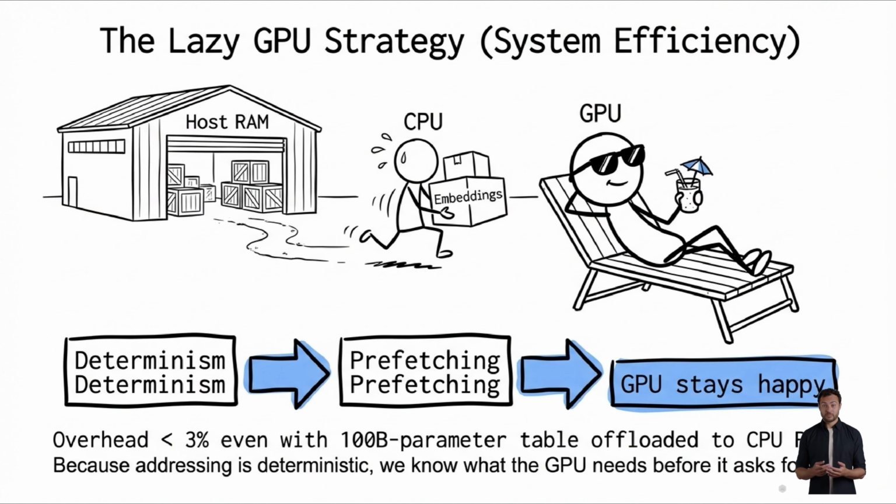instead of making the GPU wait on memory transfers. The result is a lazy GPU that stays busy and efficient even when a massive 100 billion parameter table is offloaded to CPU RAM. With good prefetching, the overhead stays under about 3%, so performance remains high while memory pressure on the GPU stays low.